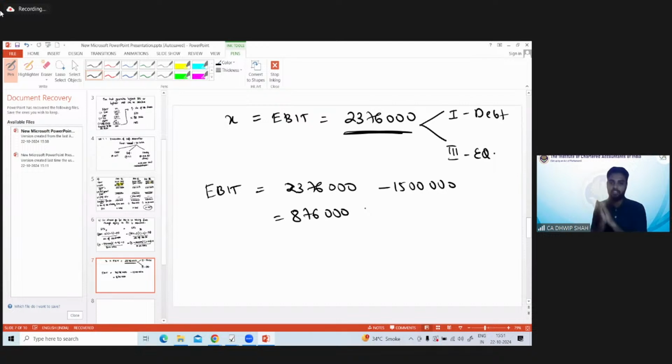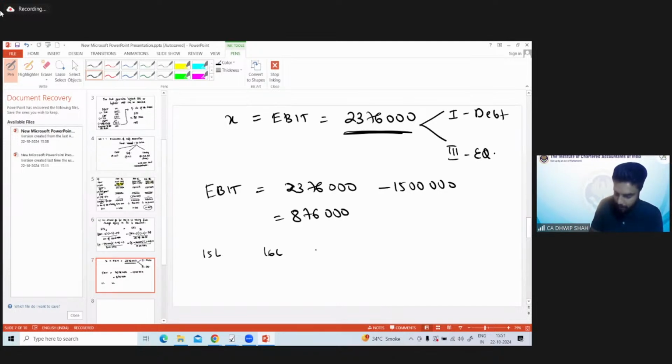See, existing is 15. If my EBIT is now increased by 876, then I can think of alternative debt wala. Are you getting this? तब तक तो my decision would be go for equity. 15 lakh हुआ, go for equity.